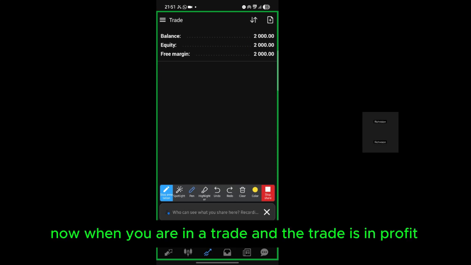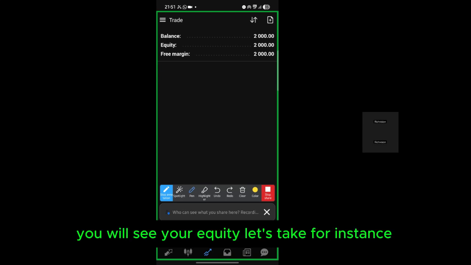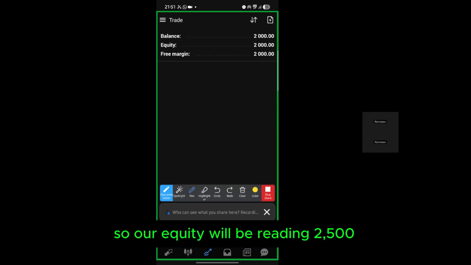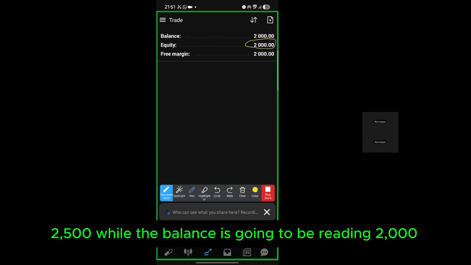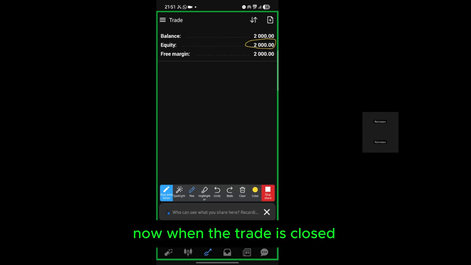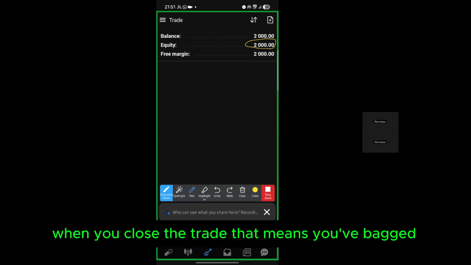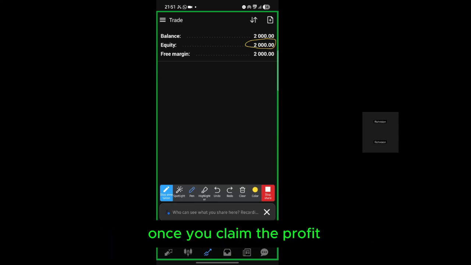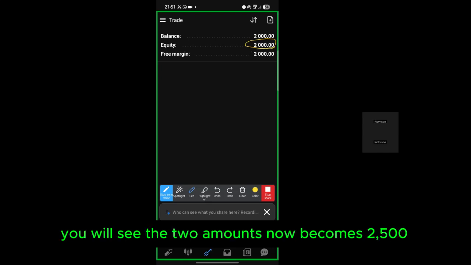Now, when you are in a trade and the trade is in profit, you will see it in your equity. Let's take, for instance, we're in a trade and we have a profit of $500. So our equity will be reading 2,500, while the balance is going to be reading 2,000. Now, when you close the trade, that means you've claimed the profit. Once you claim the profit, the two amounts now become 2,500, 2,500.